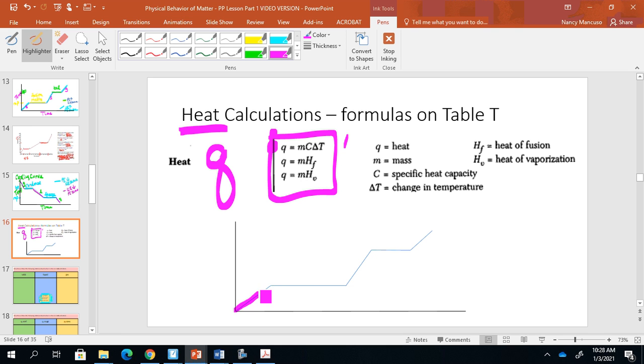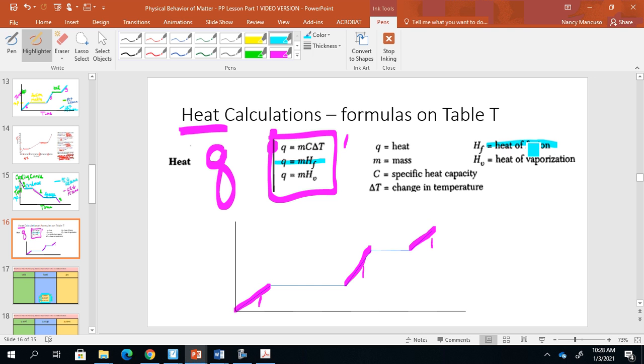If I am on this section of the graph, this section of the graph, or this section of the graph, I am going to have a 1 here. I'm going to use that formula. I'll just do it in purple. So any part on the graph where I'm just changing the temperature, that's how I calculate the amount of heat. I'm going to have to multiply the mass by the specific heat, which is a value, by the change in temperature.